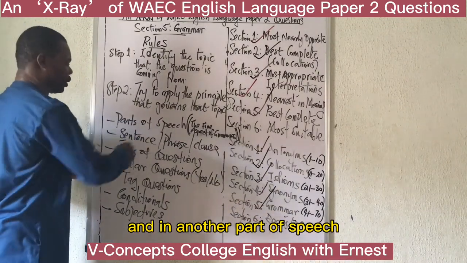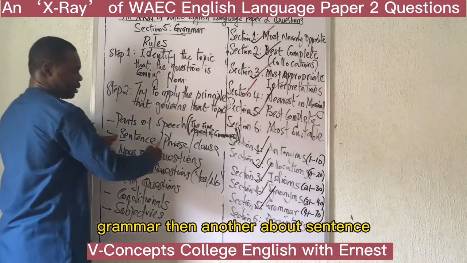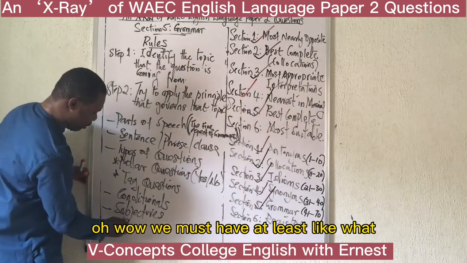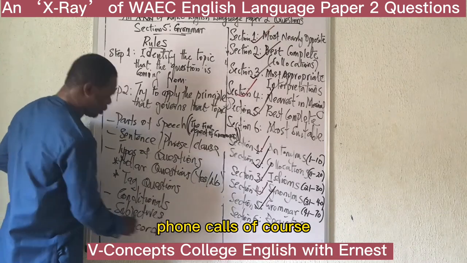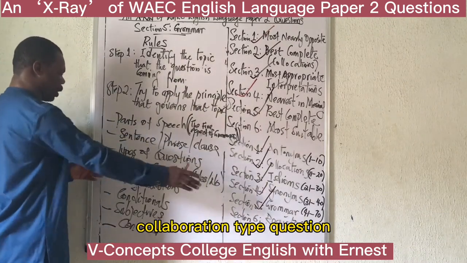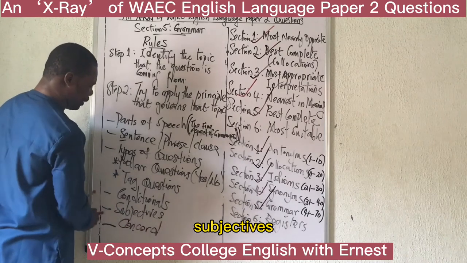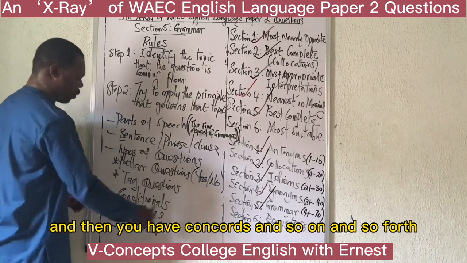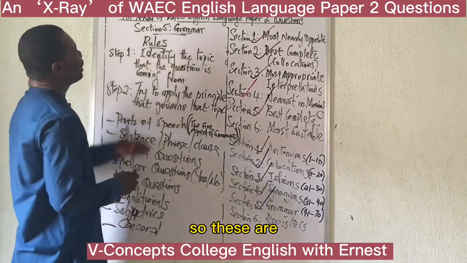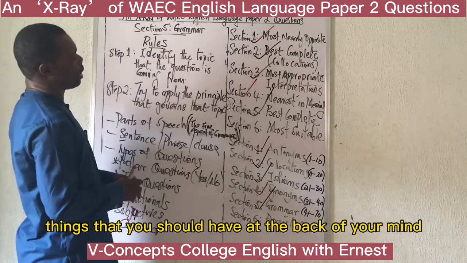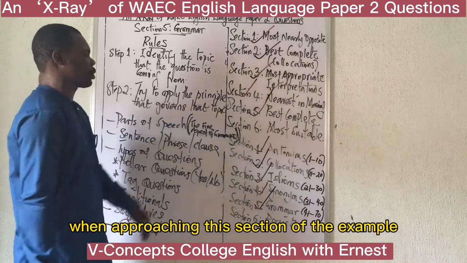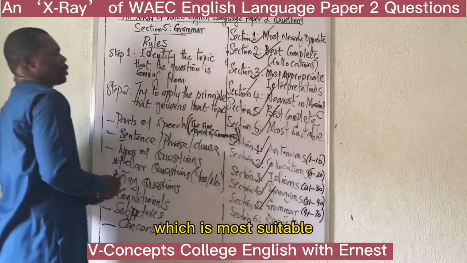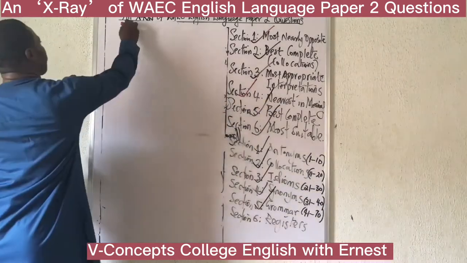I mean, other than part of speech in grammar, then you talk about sentence, phrase, clause, and how to make agreement. We must have things like concord, of course. So you have types of questions, polar question, tag question, conditional, subjunctives, and then you have concord, and so on and so forth. So these are things that you should have at the back of your mind when approaching this section of the exam.